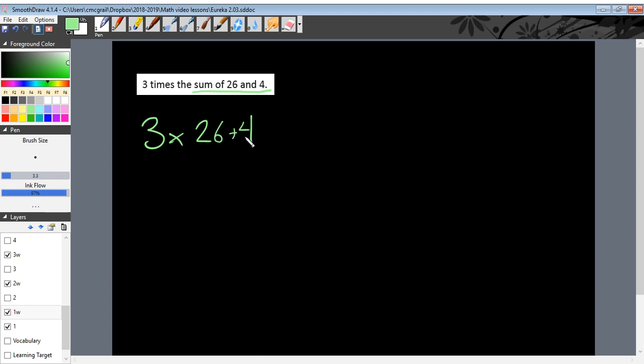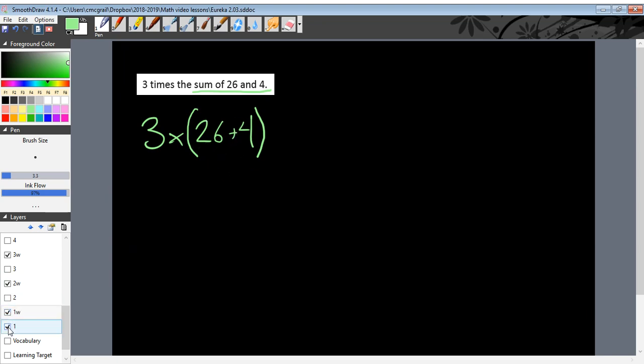Now, the last thing that I need to do to make this accurate is I need to reread this. And if I just read this straight across, then it's going to be 3 times 26, and then I'm going to add 4 at the end. But it's actually saying that I'm going to take 26 plus 4, and I'm going to multiply both of those numbers by 3. So in order to make that represent the words, I'm going to put parentheses around the 26 plus 4. 3 times the sum of 26 and 4.